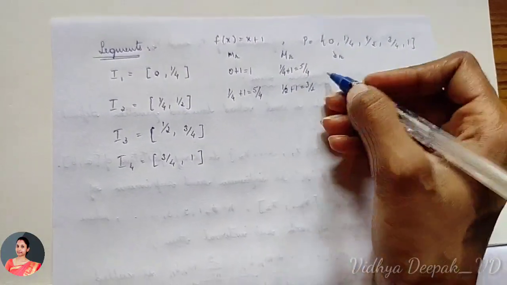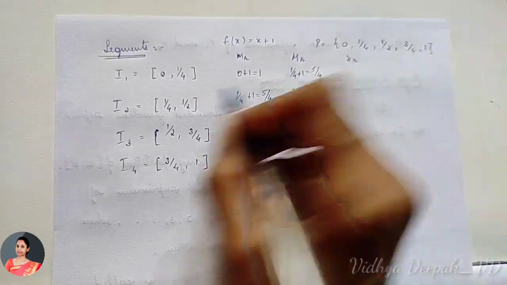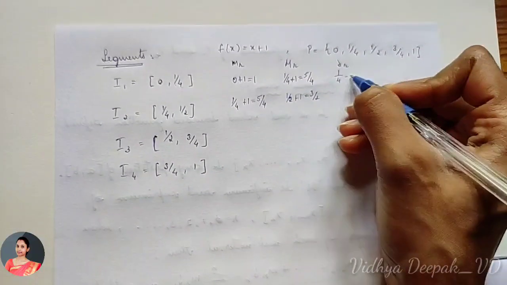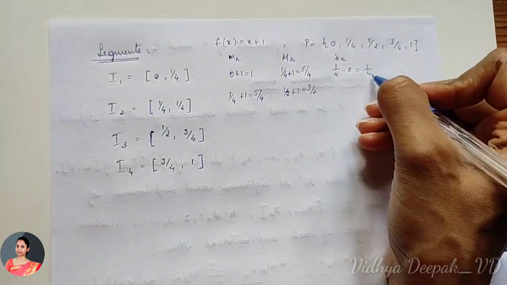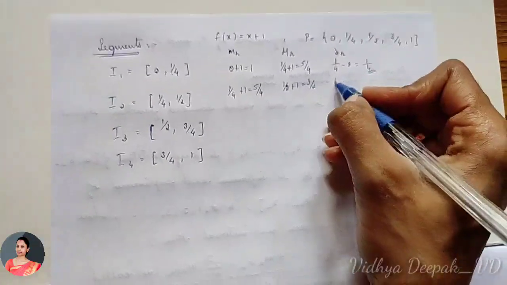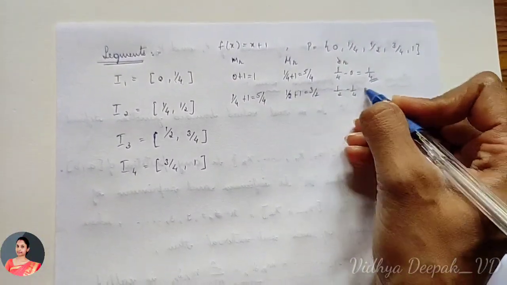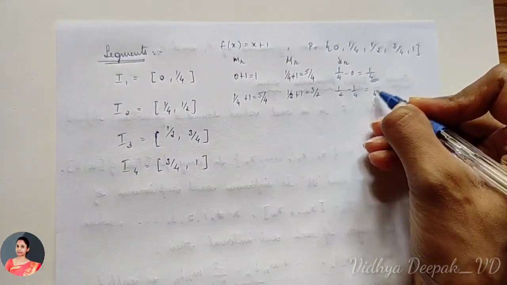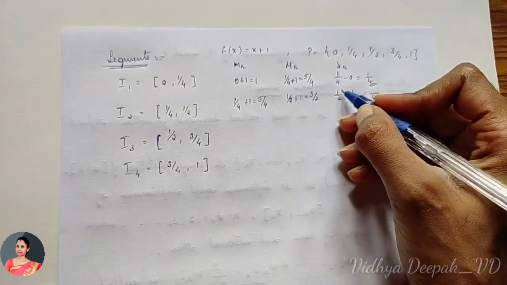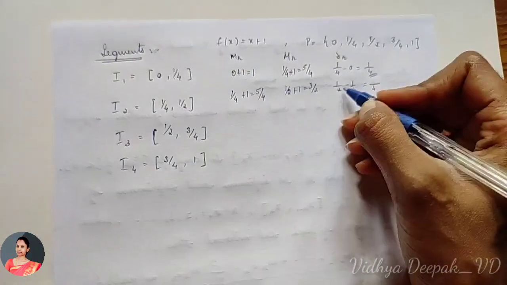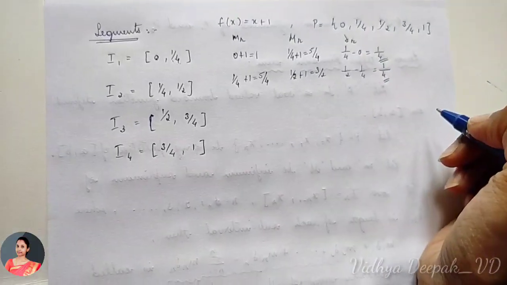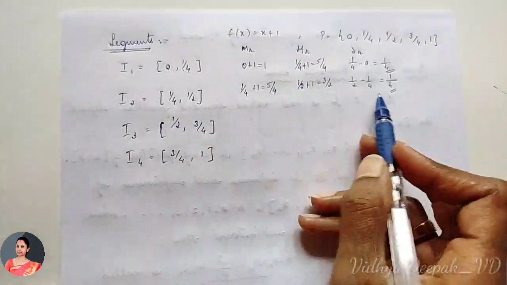Right? So how do you write the length? How do you find the length of this interval? It is this number minus this number, that is 1 by 4 minus 0 gives you 1 by 4. So here 1 by 2 minus 1 by 4 gives you, 4 is the LCM, 2 2s are 4, 2 minus 1 is 1. So we have the length of this to be this.